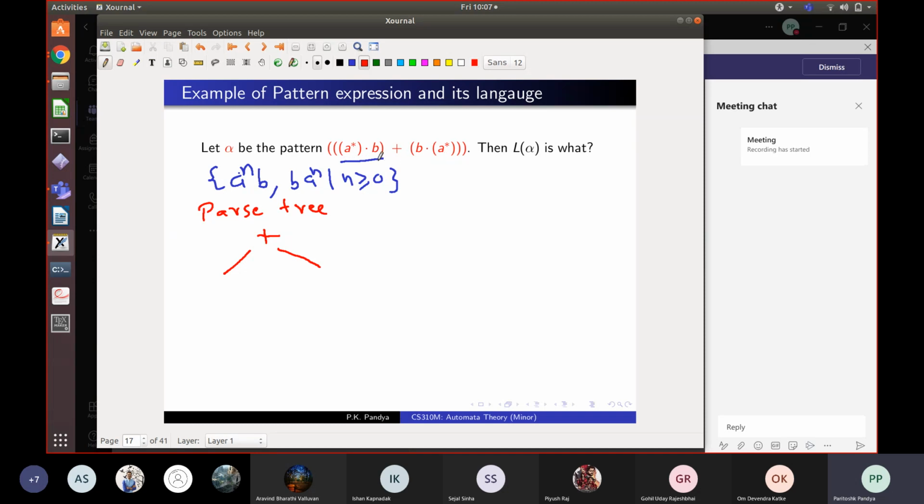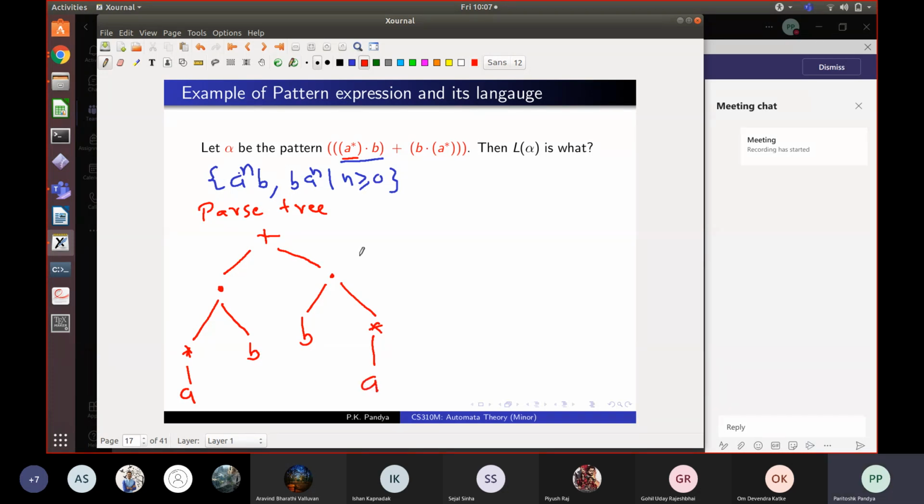Now the left hand side sub pattern has the top operator dot, right? So I have a dot operator here, and that dot operator is applied again to two sub patterns. First is something which is given here, which is basically obtained by applying star to the atomic pattern A, and this is applied to B. Whereas the right hand side consists of again a dot, which is applied to a B, and then it is applied to a star and an A.